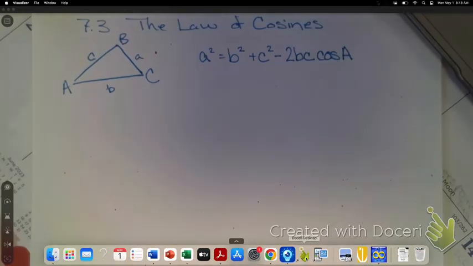Okay, 7.3, the law of cosines. So we had law of sines. Law of sines had to have a complete ratio to be able to use it, yes? But what if you don't have a complete ratio? You just don't do it. Well, you have to use law of cosines.